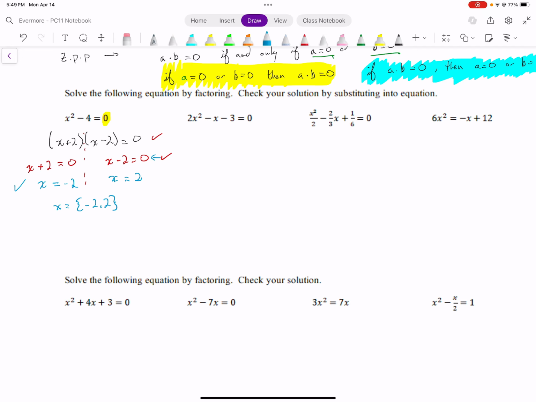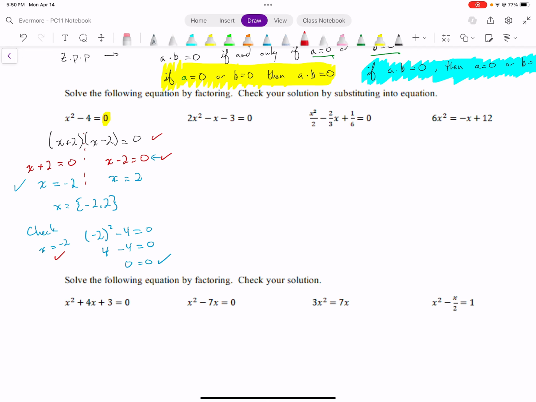Is this true? Well, let me check. When x is equal to -2, we have -2 squared minus 4 is equal to 0, or 4 minus 4 is equal to 0. 0 is equal to 0. Hey, that's true. Since it's a true statement, my solution is true.